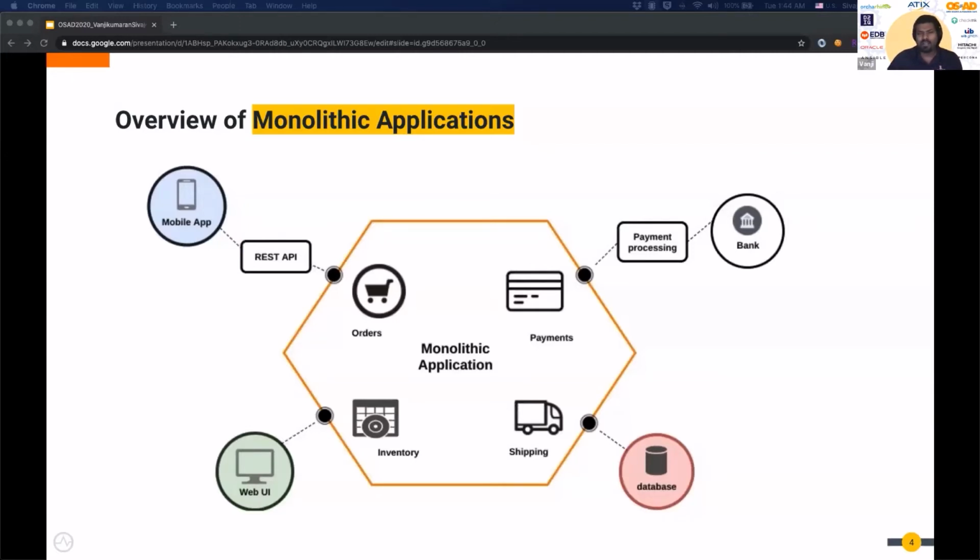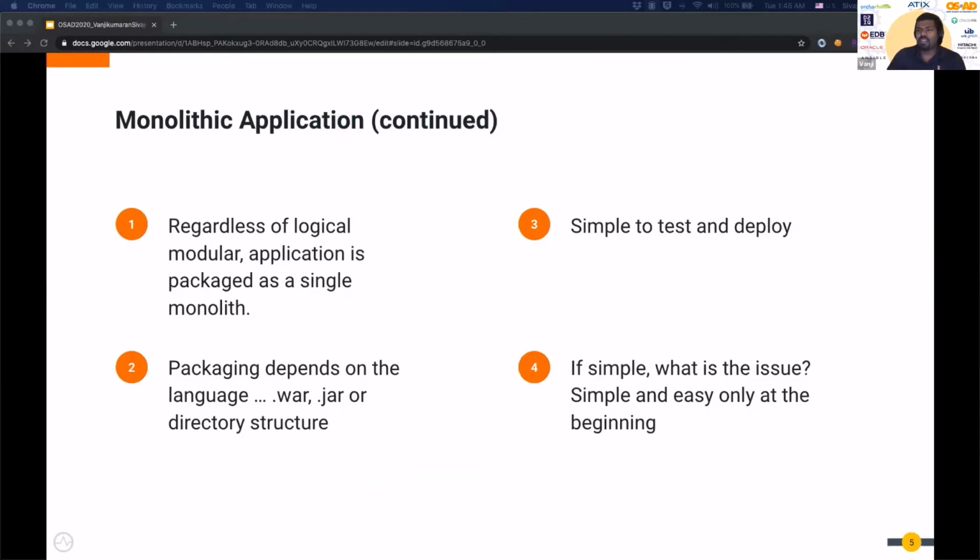For example, I have created an illustration here to depict point of sales application functionality to show a very simple monolithic application behavior. Here, the functionalities are packaged together as one single package and exposed and interconnected to external systems. Regardless of the logical modules, the application is packaged as one single monolithic application. And the packaging completely depends on the language. For example, it could be a WAR if it is Java, and even the directory structure completely depends on the language that we choose.